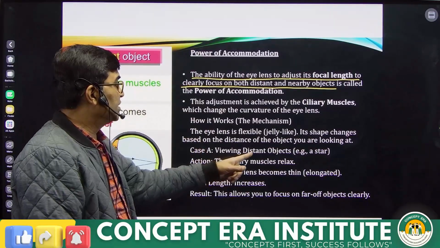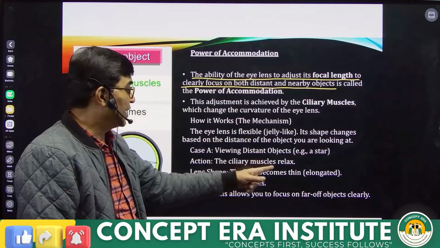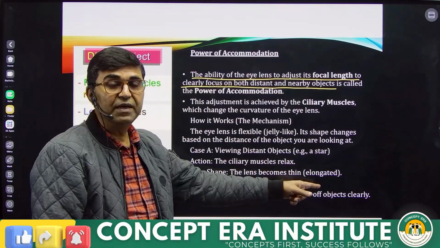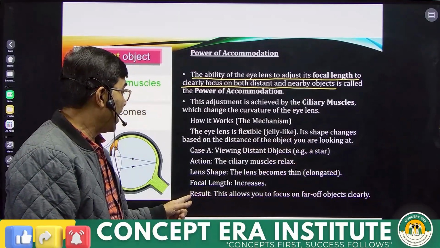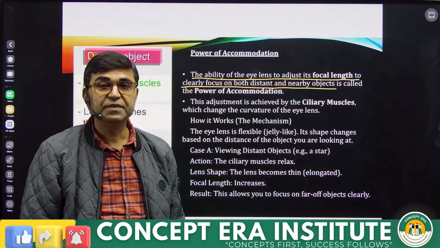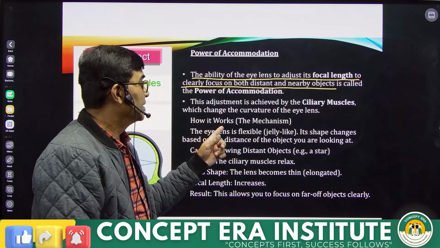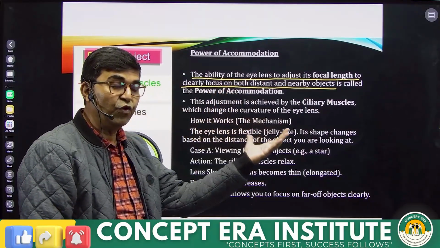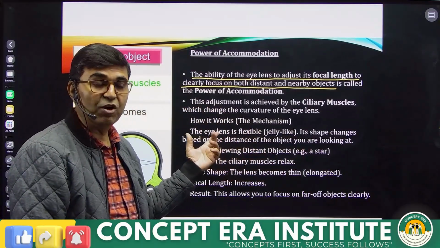For viewing distant objects like the stars or clouds or sky, the ciliary muscles relax. The lens becomes thin. The focal length of the lens is increased, and it allows you to see far away objects. For nearby objects, the ciliary muscles compress, the lens becomes thicker, focal length decreases, and you are able to see the nearby objects.